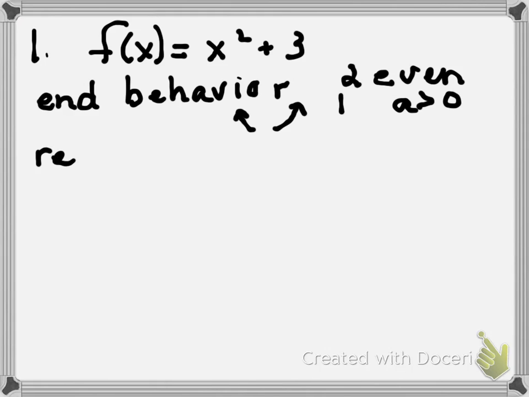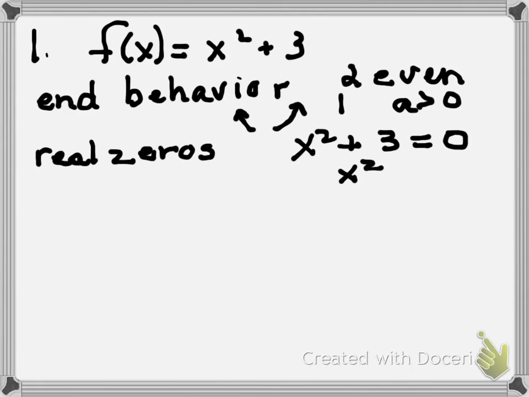The next, we need some real zeros. Now, if I take f of x equals x squared plus 3 and set x squared plus 3 equal to 0, and I solve, I get x squared equals negative 3. Now, there is no real number that I can take and square and get a negative. Therefore, it means that there are no real zeros in this problem.